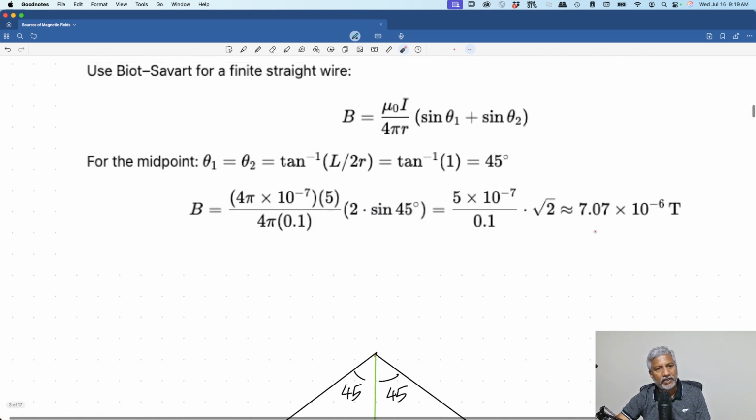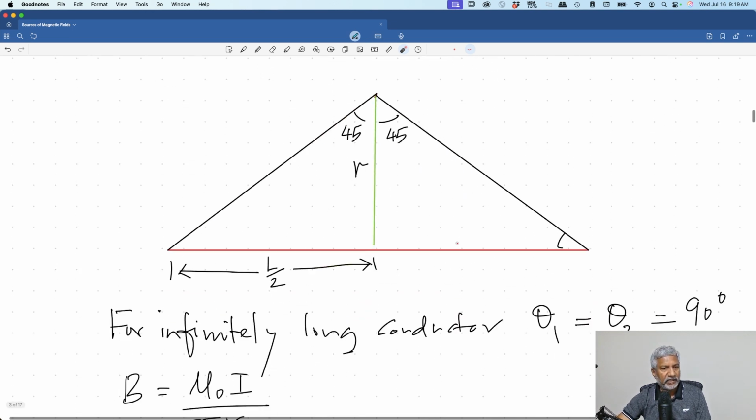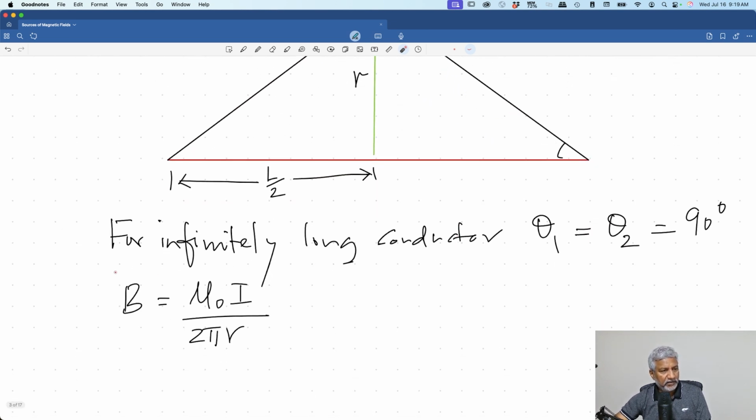and if you do that, you're going to get sine 90 plus sine 90, which is 1 plus 1, 2. That 2 gets cancelled with the 4 here, and we end up with a formula: B is mu naught I by 2 pi r. So when you work out problems, if it is dealing with an infinitely long conductor, remember to use this formula.